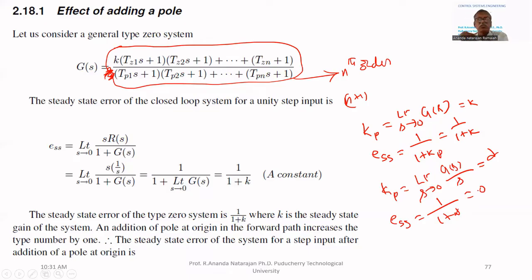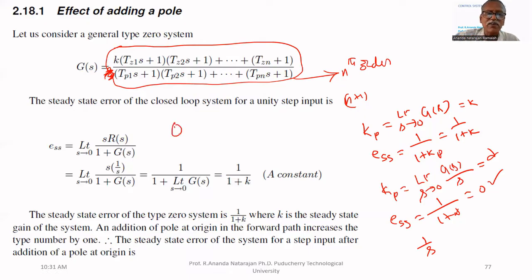The steady state error becomes 0. If you add a pole at origin to the type 0 system, the order is increased. At the same time, the position error becomes 0. No steady state error. If you add a pole at origin, what is 1 by S? 1 by S is an integrator.